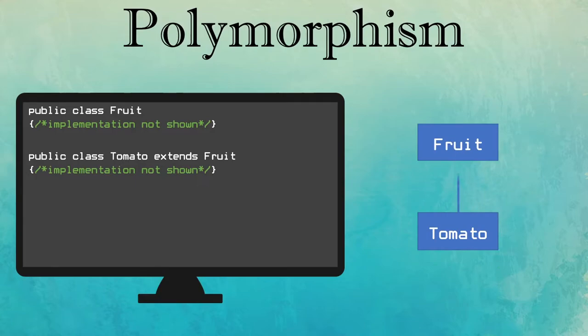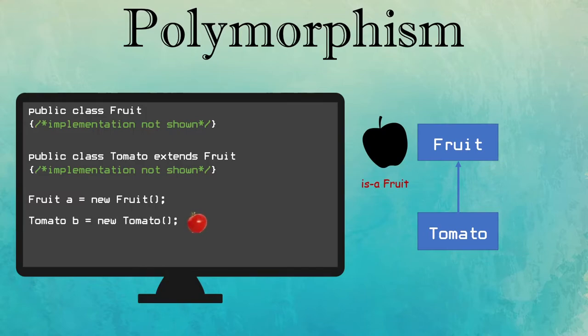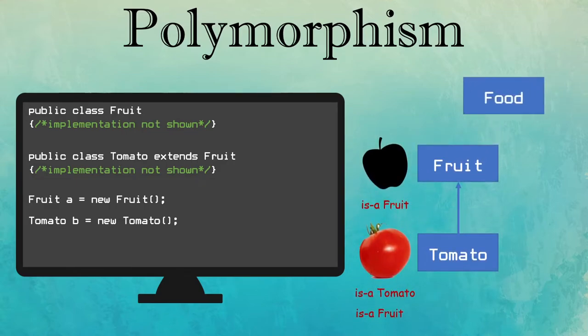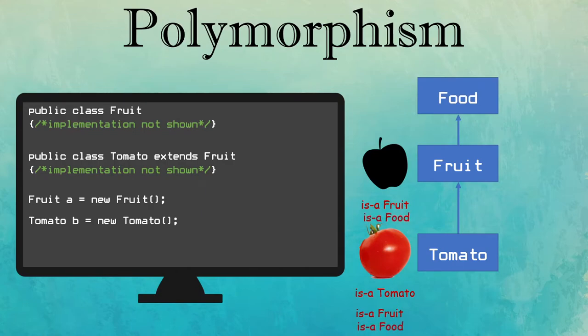When a class extends another class, it creates a class hierarchy. Each class can be used to create an object of that type. A fruit object is a fruit, and a tomato object is a tomato. But since the tomato class extends the fruit class, it also is a fruit. It has two forms, tomato and fruit. In fact, it has as many forms as it has ancestors.